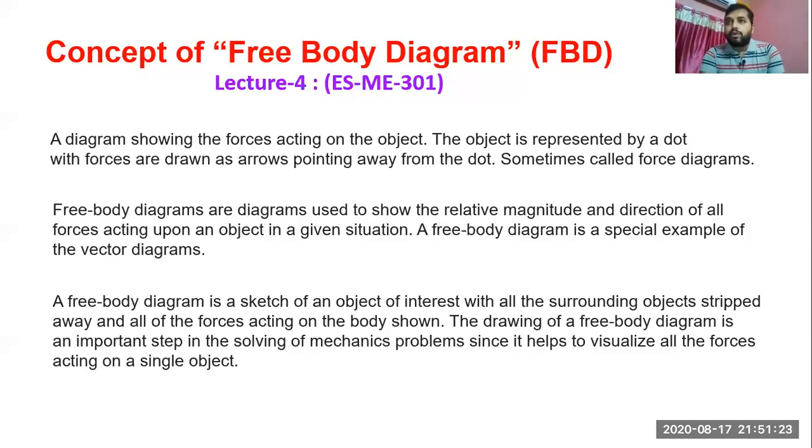These free body diagrams are also known as force diagrams. A free body diagram is a diagram which is used to show the relative magnitude and relative direction of all the forces acting upon the body or the point body in a given situation. So all the forces with their magnitude and their direction have to be clearly mentioned. And a free body diagram is a special example of the vector representation of all the forces.